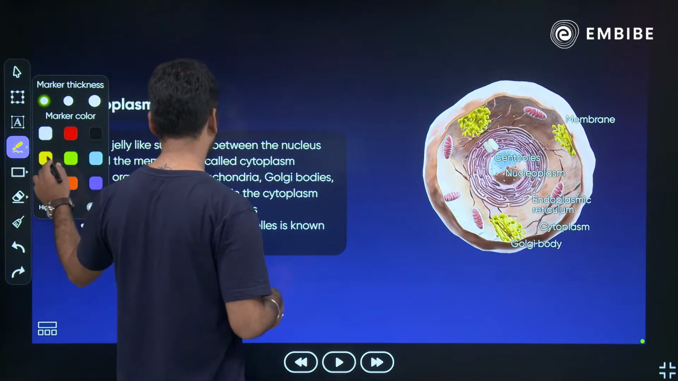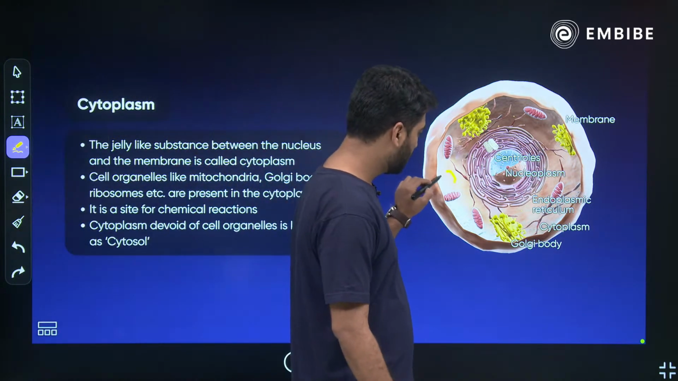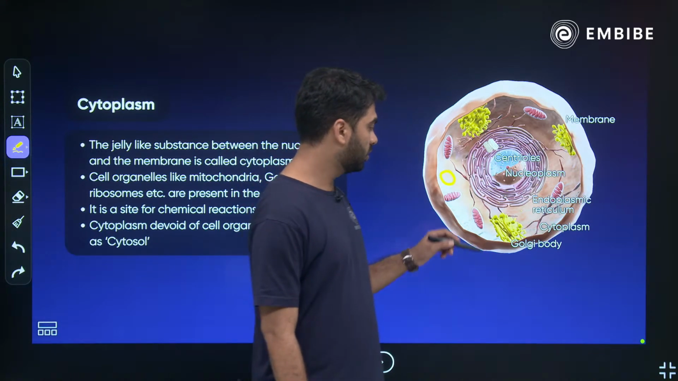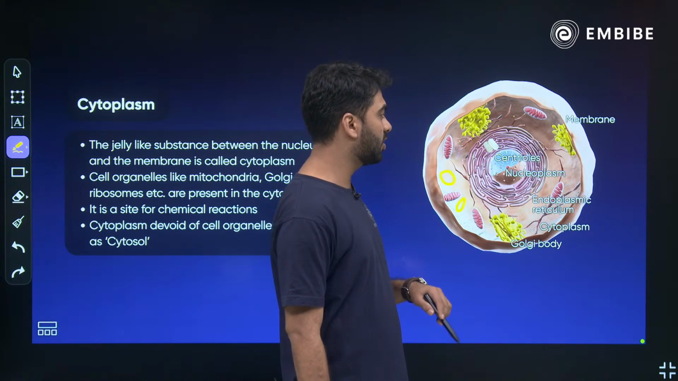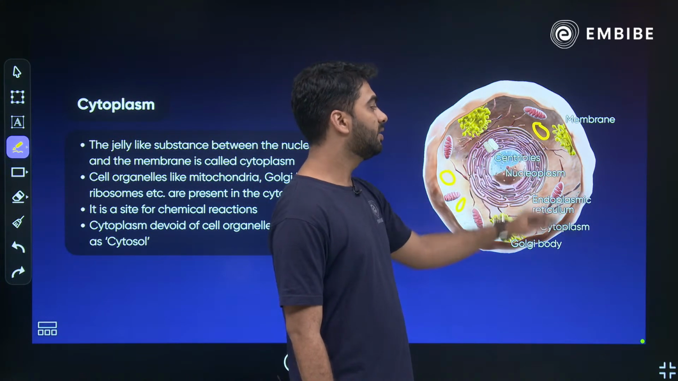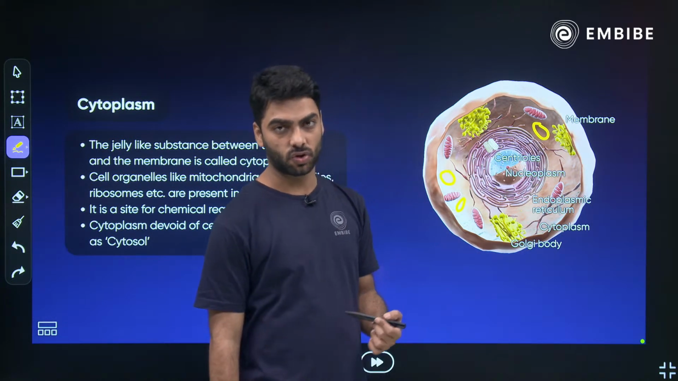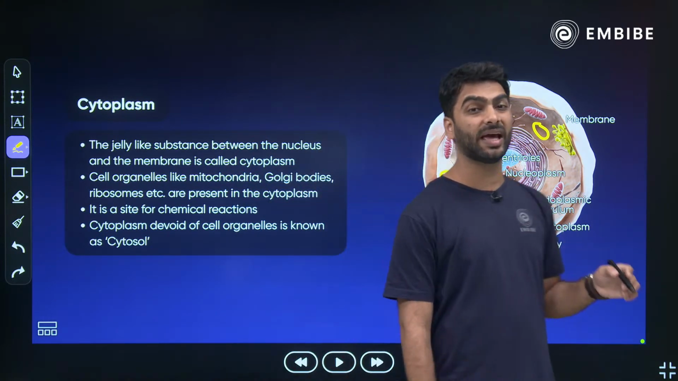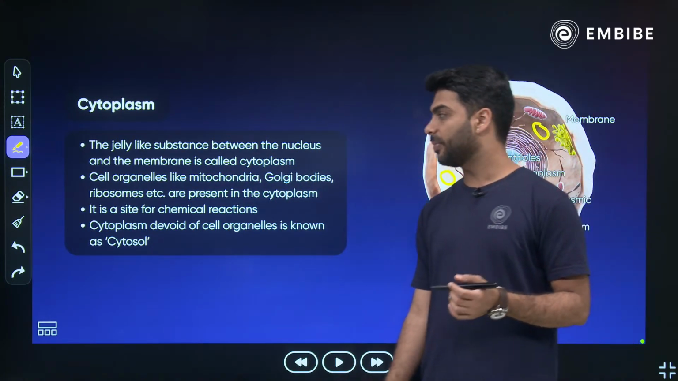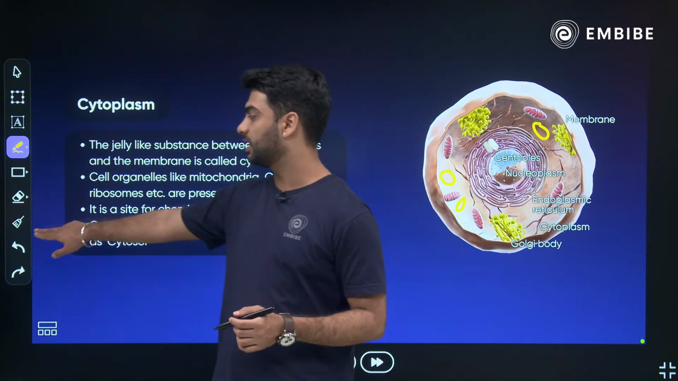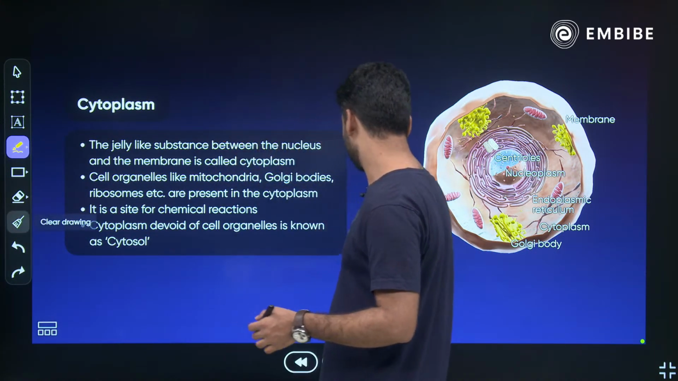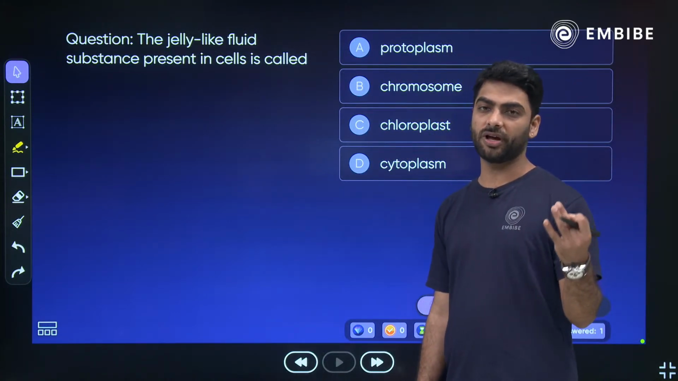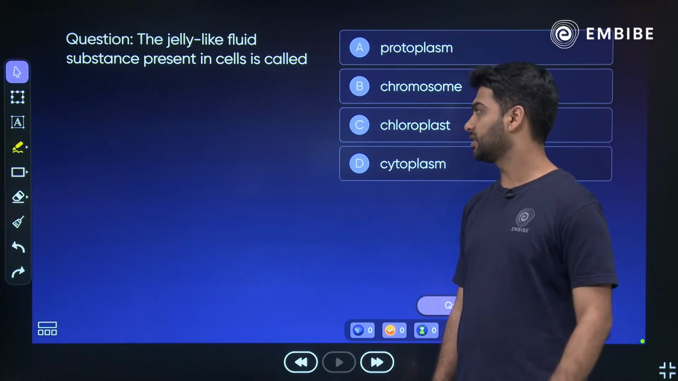For example, if I see this region doesn't have any cell organelles, so I'll call it cytosol. This region doesn't have any cell organelles, so I'll call it cytosol. ठीक है? So cytosol is the area of the cytoplasm without any cell organelles. Remaining all the cell organelles are present in the cytoplasm. Which are those? Over there we have ribosomes, mitochondria, nucleus, centrioles, etc.